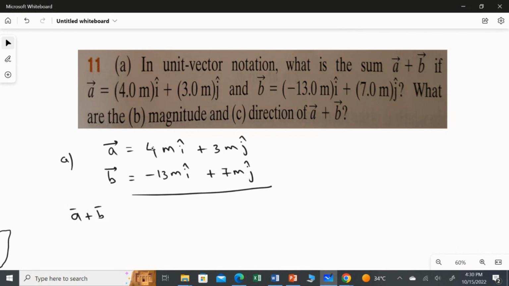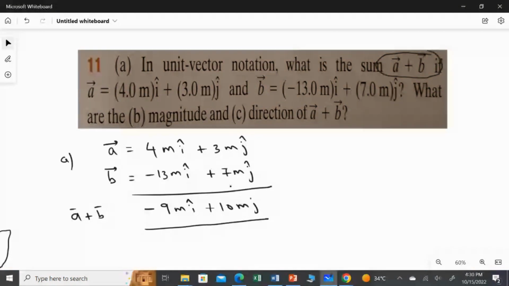So add these two. 4 plus minus 13. What's the answer? 4 plus minus 13. So you have to subtract 4 with minus 13, minus 9 meter i cap, and here 3 plus 7, which gives you 10 meter j cap. So this is the answer for the first question. So we found the value of A plus B here.